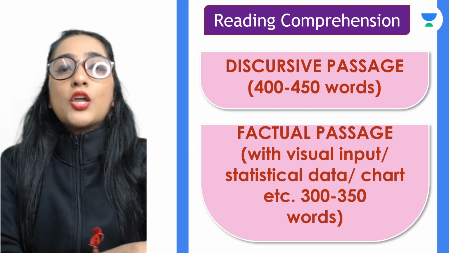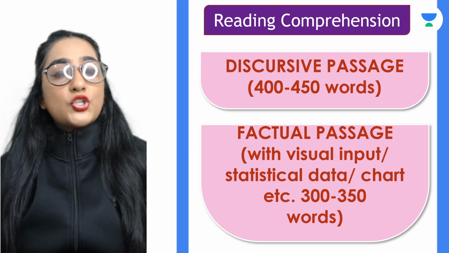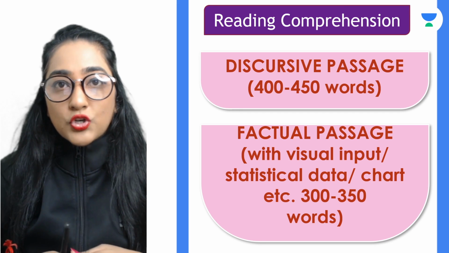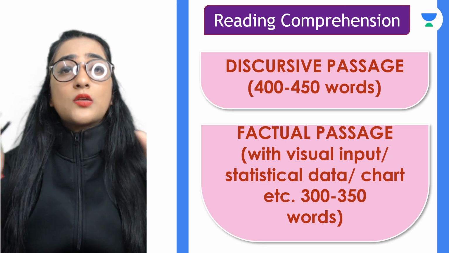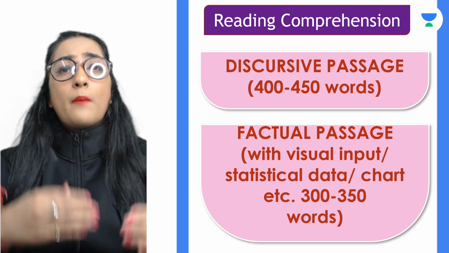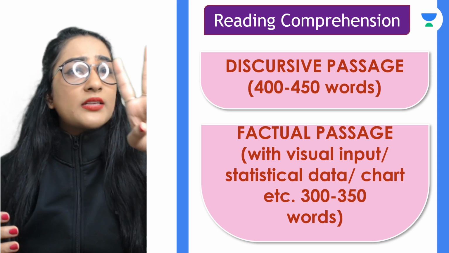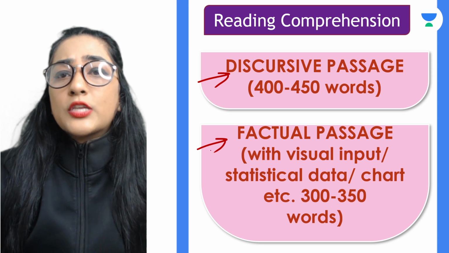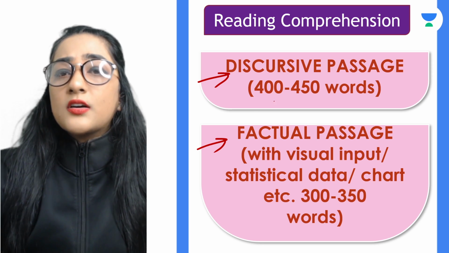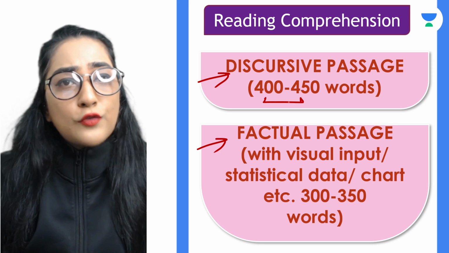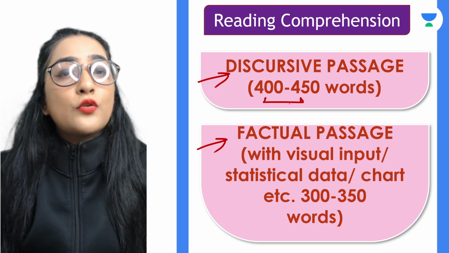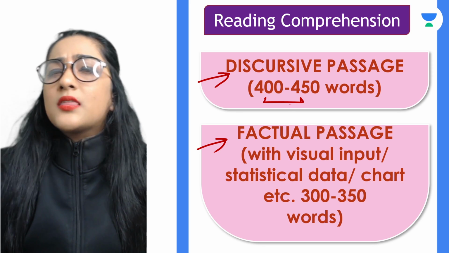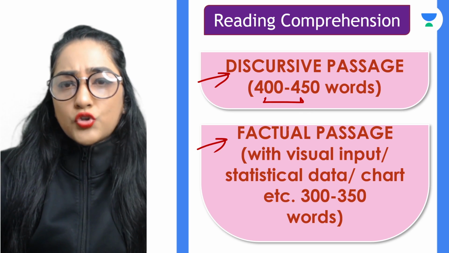Now coming to your reading comprehension. I had taken up a session, guys, yesterday on reading comprehension, and I shared it so vividly and so clearly, how to go about your reading comprehension. Two passages would be there. One is going to be the discursive passage, then next is going to be the factual passage. The discursive passage would be around 400 to 450 words. And you will have to devote a maximum of 30 minutes to your reading comprehension.